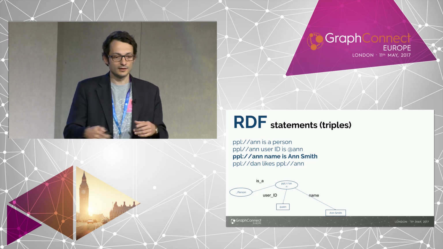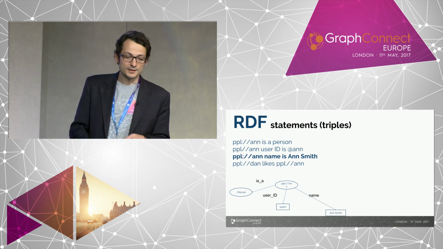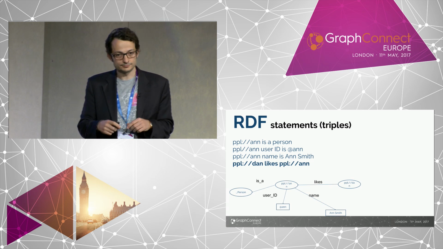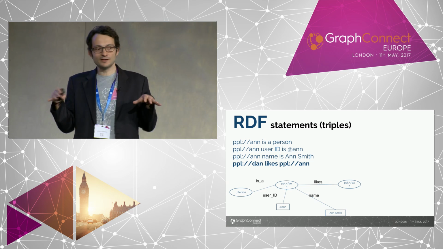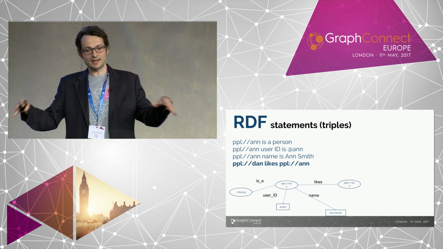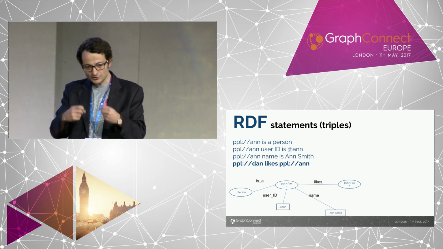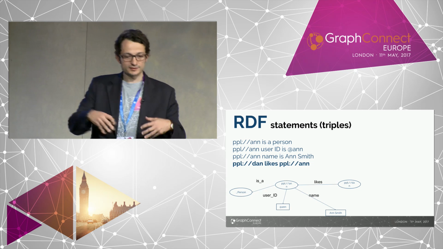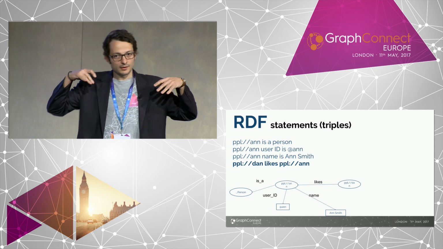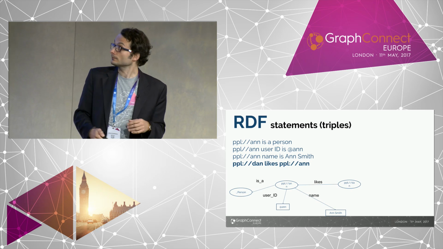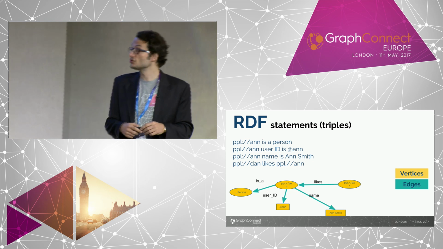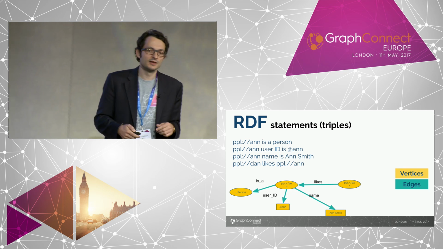I can keep adding that she has a name, and that there's another person, another resource, that likes Anne, right? So it's based on this idea of breaking down every statement into atomic facts. So it's an atomic decomposition of your data model, and that creates a pretty dense graph. Now, in there we see the nodes and the relationships, the vertices and the edges.